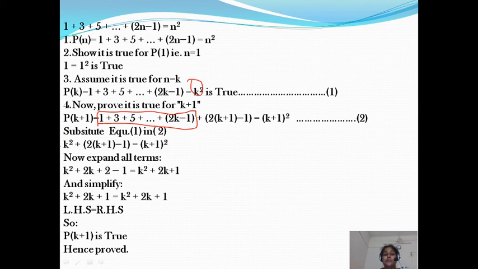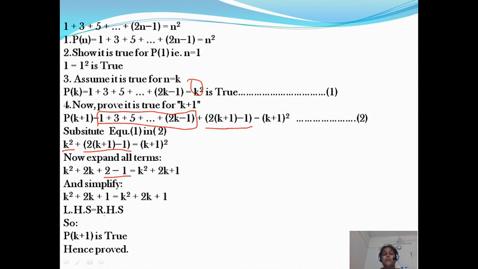So I substitute up to here with k square. After that, what is remaining is 2 into k plus 1 minus 1. So k square plus 2 into k plus 1 minus 1 is equal to k plus 1 whole square. Just expand it. 2 into k plus 2 into 1, that is 2k plus 2 minus 1. So 2 minus 1 is plus 1. So k square plus 2k plus 1 is equal to k square plus 2k plus 1. So LHS equal to RHS.